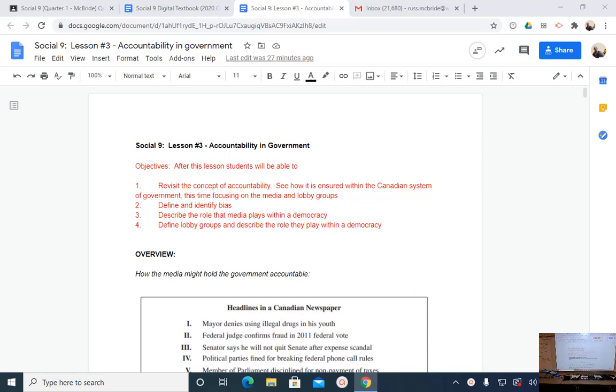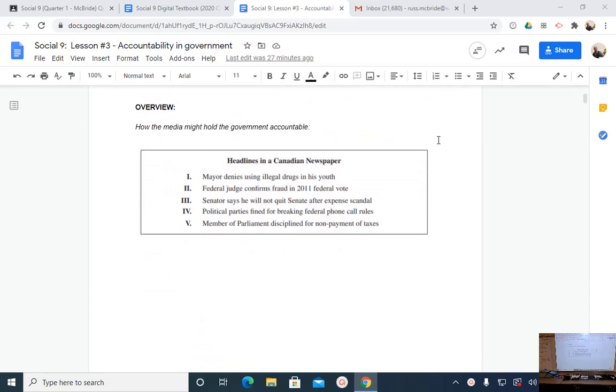So, to begin with, we have this visual. And this visual communicates to you just some of the many ways that the government may be held accountable by the media. So newspapers, for example, may report ethical violations that the government is guilty of. So mayor denies using illegal drugs in his youth, federal judge confirms fraud in 2011 federal election, Senator says he will quit Senate after expense scandal.